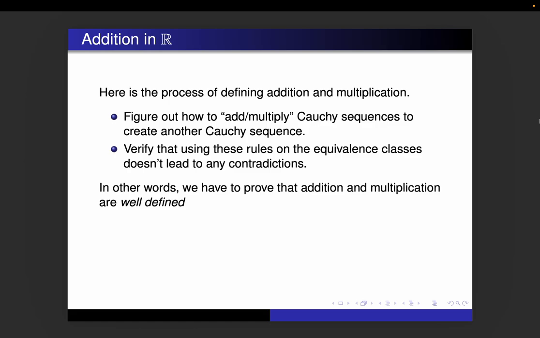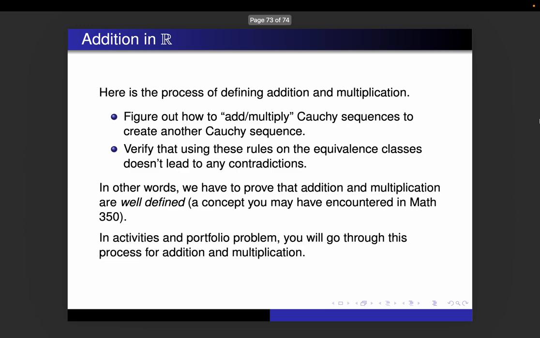And if that's a familiar phrase, you might have been in Math 350. If you weren't in Math 350, don't stress out. We'll talk about this in class. But if you were in Math 350, you did come up with the concept of well-defined for arithmetic, and this is generally the same concept. So what's going to happen is we're going to work on this in class as well, but in the activities and the portfolio problems, in one of the portfolio problems, you're going to go through this process for addition and multiplication, proving that they are well-defined.